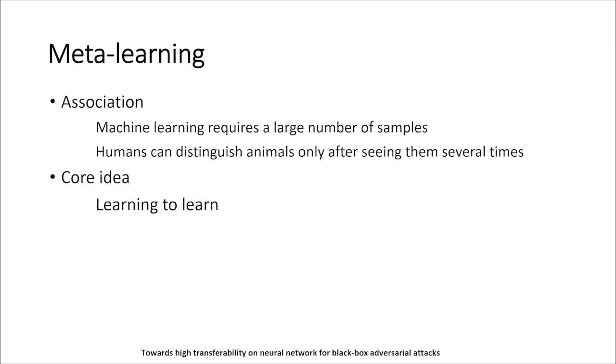In machine learning tasks, a large amount of data is usually required for training, but the human learning method is not the same. Even young children can distinguish between cats, dogs, and other animals after seeing them once or twice. The core idea of meta learning is to make a machine learning model have the ability to learn new concepts and skills with only a small amount of data.